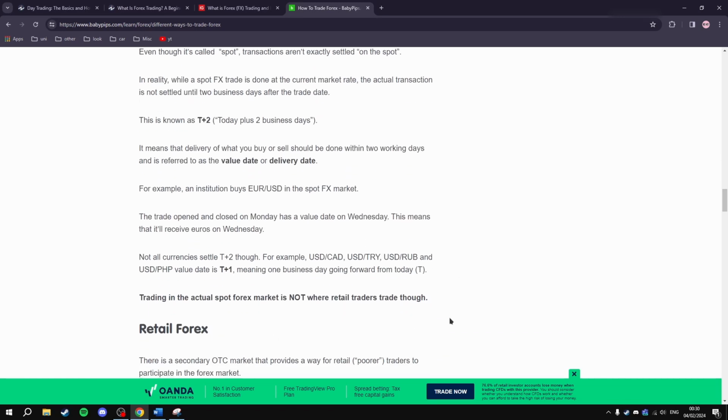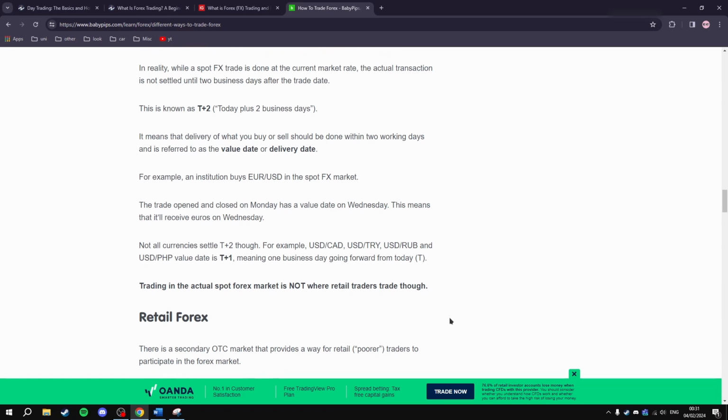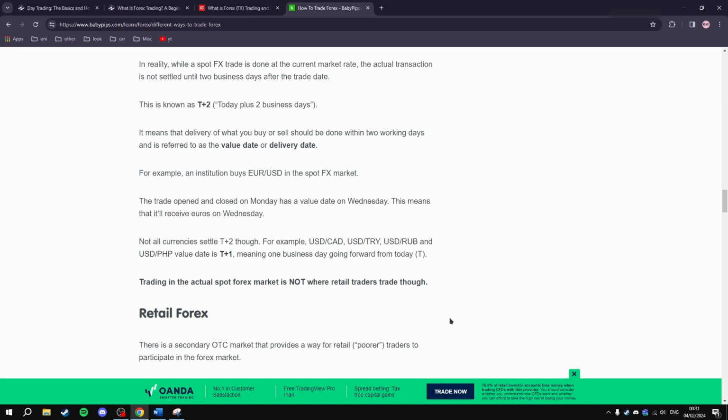For example, an institution buys the euro dollar in the spot FX market. The trade opened and closed on Monday has a value date on Wednesday. This means that it will receive euros on Wednesday. Not all currencies settle T+2 though. For example, USD/CAD, USD/TRY, USD/RUB and USD/PHP value date is T+1, meaning 1 business day going forward from today.